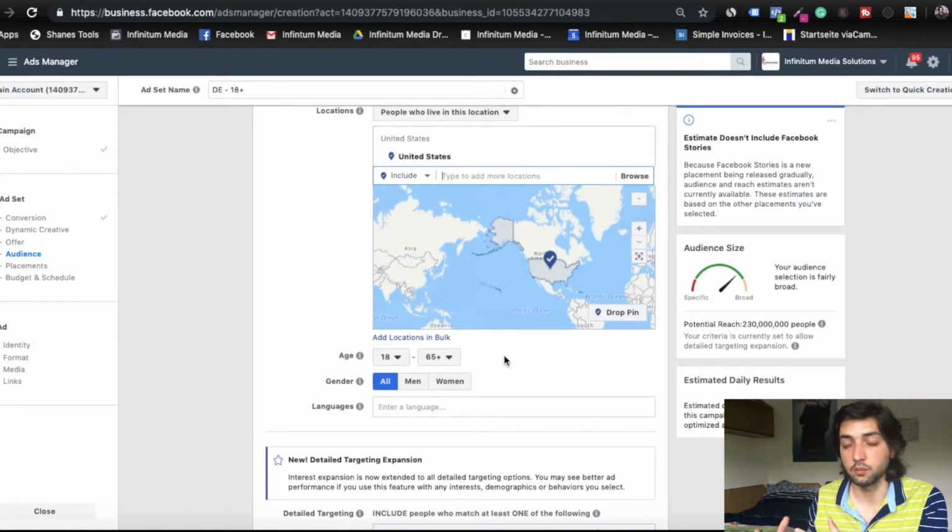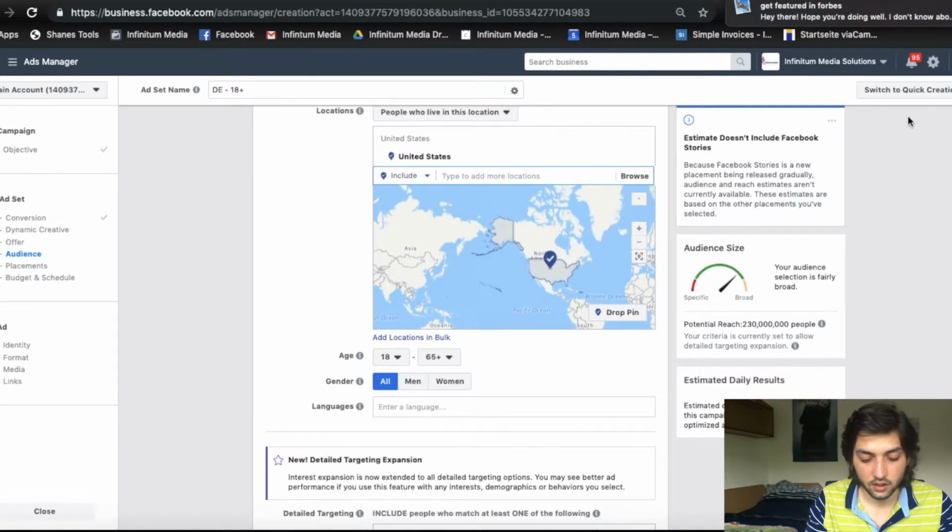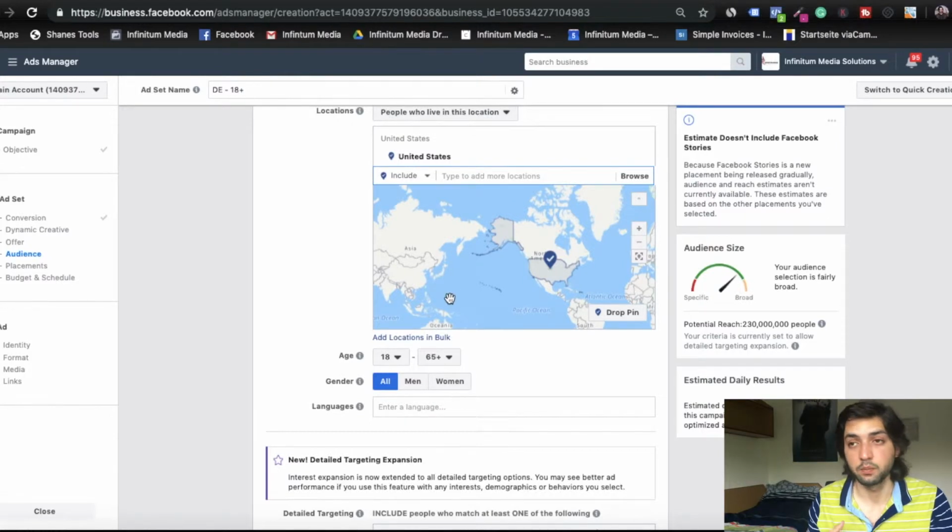So if there are 1 million people, there might be 50 people, or 150 people who convert. If I give it an audience of 3 million, then it just increases the number of people. It might go to 350 or 400. So I want to give a bigger audience to Facebook, so Facebook can go and find more people who are likely to convert, which is why I want to keep the ad set targeting at a bigger level.